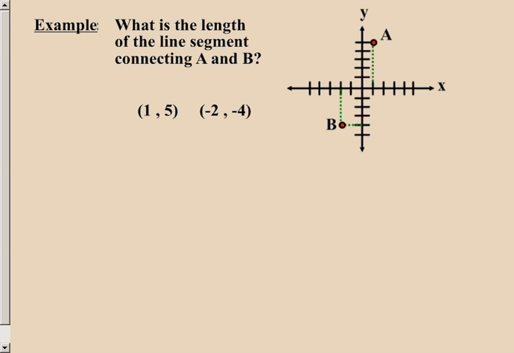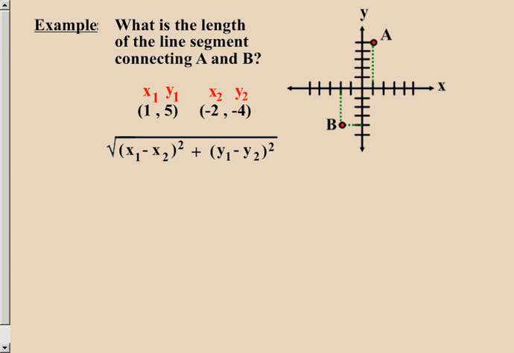So we'll label those x1, y1, x2, y2. We will write down our formula as always. Then we will plug our information into our formula. In this case, x1 is 1, x2 is -2, y1 is 5, y2 is -4. So simply recording the information into the formula.